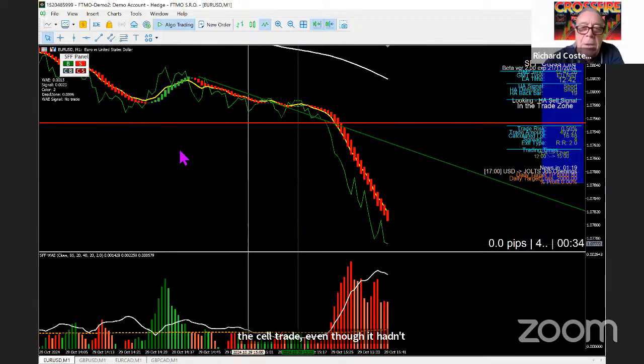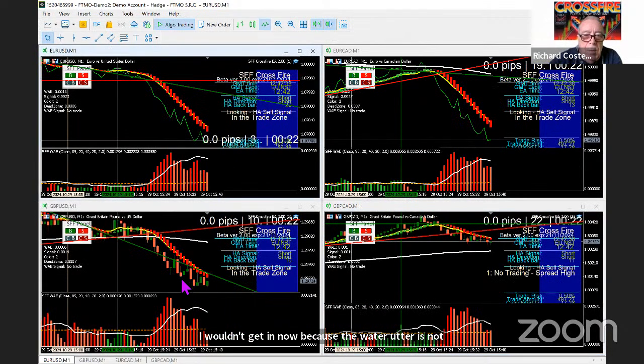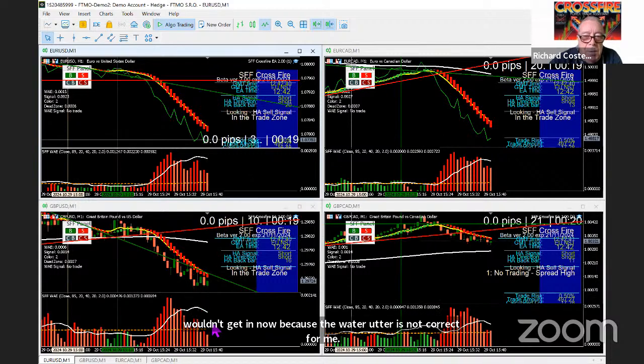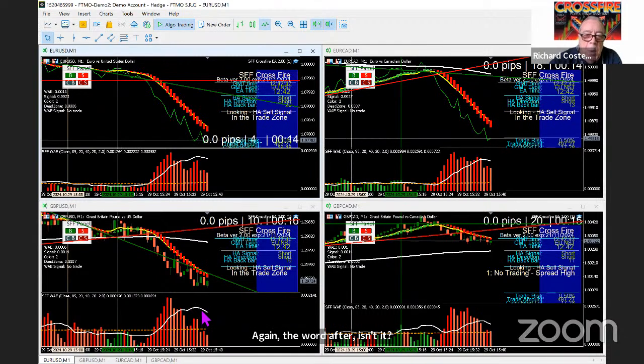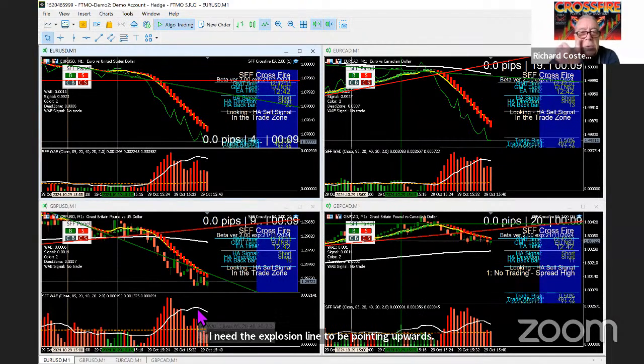And they're perfectly legitimate trades. Price is still going down. I wouldn't get in now because the water atta is not correct for me. Again, the water atta isn't strong enough for me. I need the explosion line to be pointing upwards, and I need the histogram bars to be above the explosion line. That's a nice strong downward push.